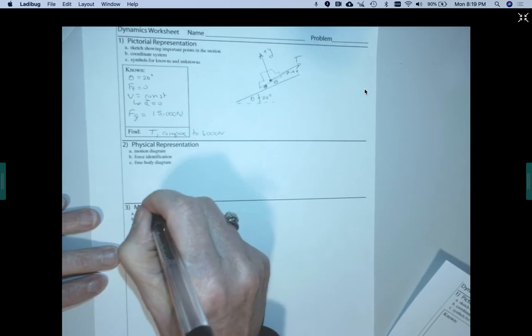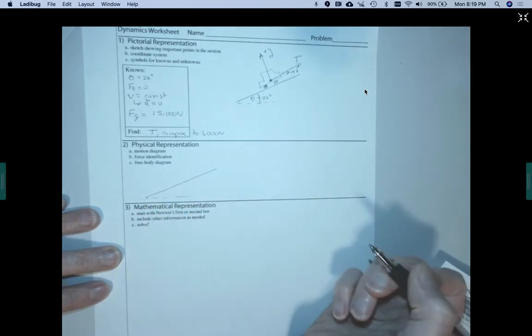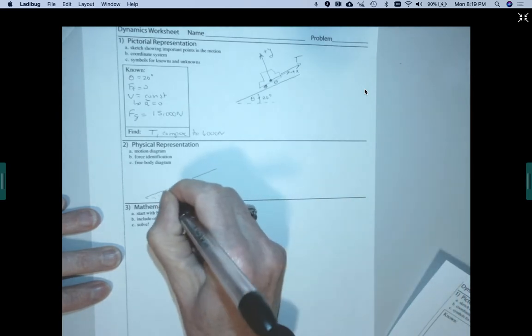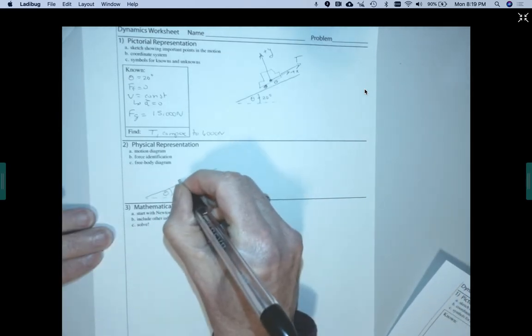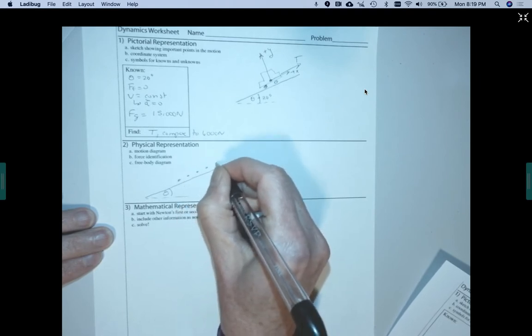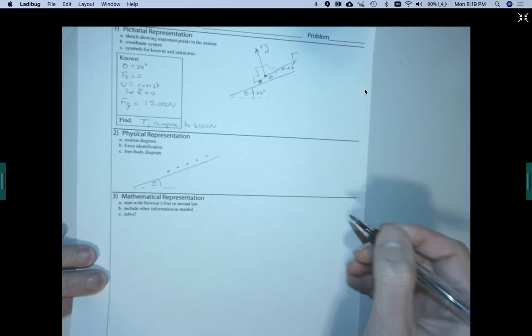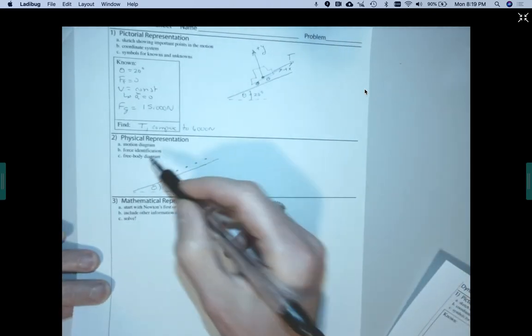So let's redraw our inclined plane. So here's our theta, and we can draw a motion diagram. It says it's at a constant velocity, so my car is just going to be going equal intervals in equal time. Okay, so that's my motion diagram. And then we're going to go do our free body diagram.